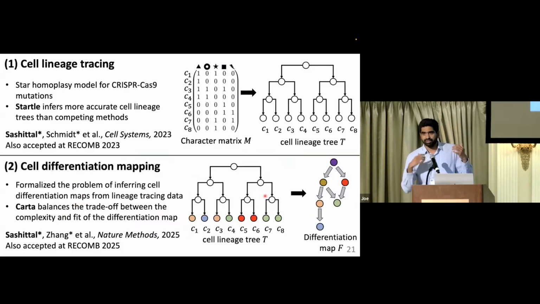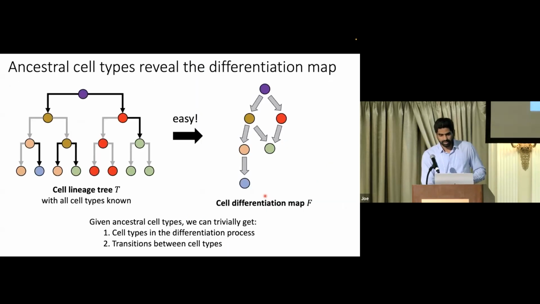All right, so now we have a way of building a cell lineage tree. Let's talk about the second kind of problem, where, given a leaf-labeled cell lineage tree, how do you build the cell differentiation map? Now, this problem would have been very easy if we also knew the cell type of the ancestral cells. Why is that? Because let's say you do have a cell lineage tree where you know the cell type of every cell in this tree.